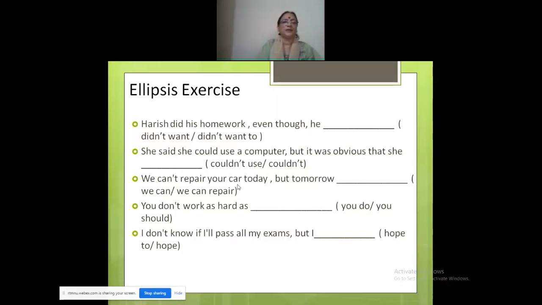We can't repair your car today, but tomorrow we can. No need to say repair.